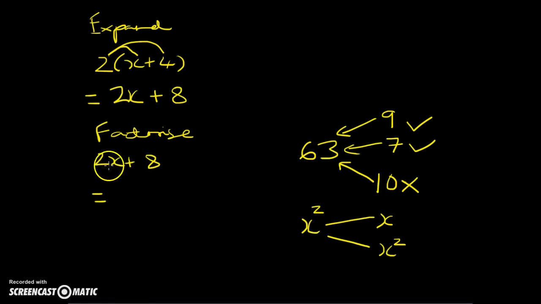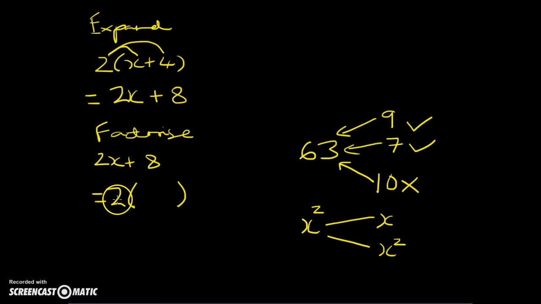So returning to this example, factorising 2x plus 8. Well, we look at each term and we see what the common factor is for each term. So let's look at the numbers. Which number goes into 2 and 8? Well, 2 goes into both 2 and 8. Now there's no algebraic term here, no x's here, so we don't have any common x's. So 2 is the only common factor.